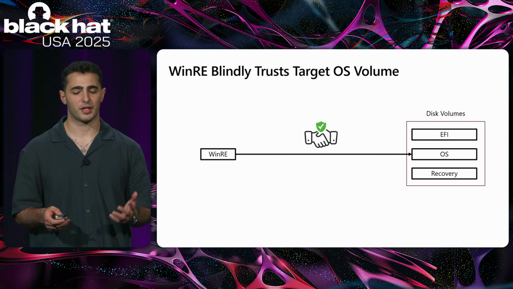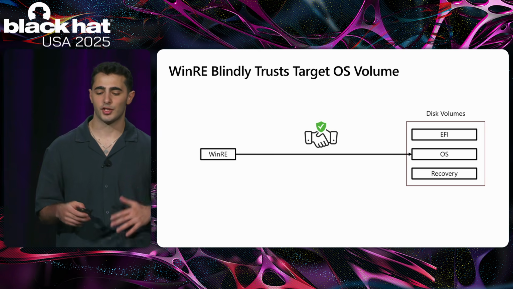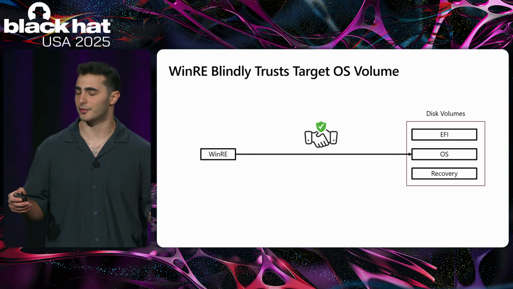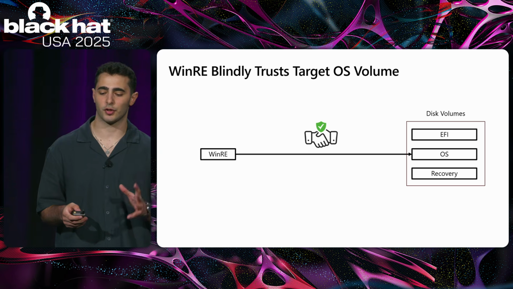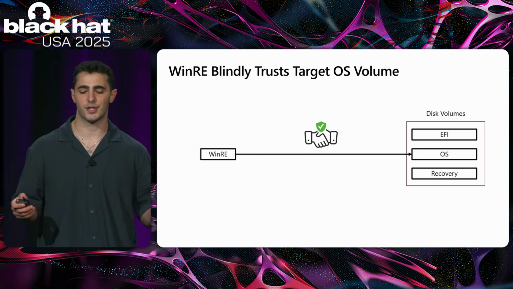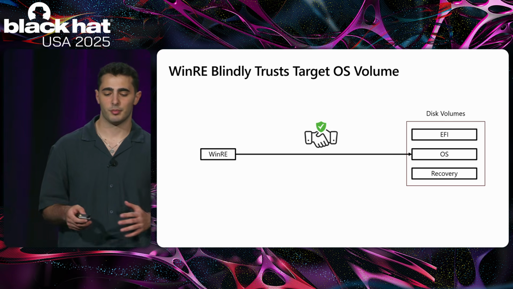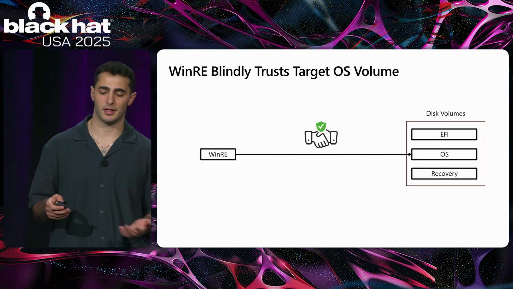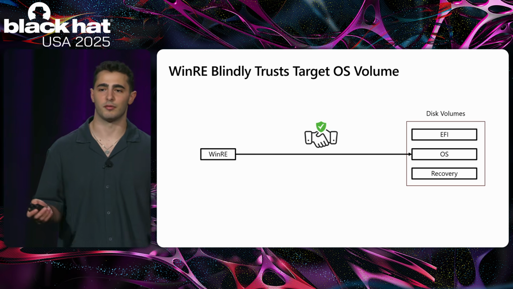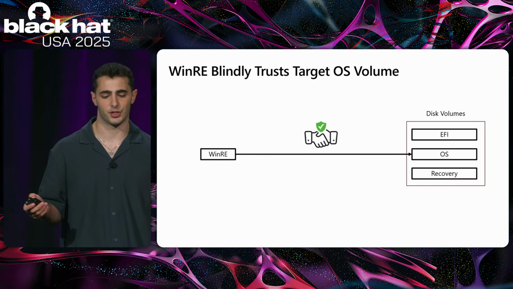So the first question that came into our minds when we investigated WinRE BCD usage is what can we potentially gain from targeting it? As it turns out, WinRE places full trust in the target OS, assuming that it's out of the attacker's reach. Now, this assumption is actually solid from a design perspective, because with BitLocker enabled, the target OS volume is encrypted, and an attacker has no access to it whatsoever. So it's OK to query configurations from it, assuming it's out of the attacker's reach.